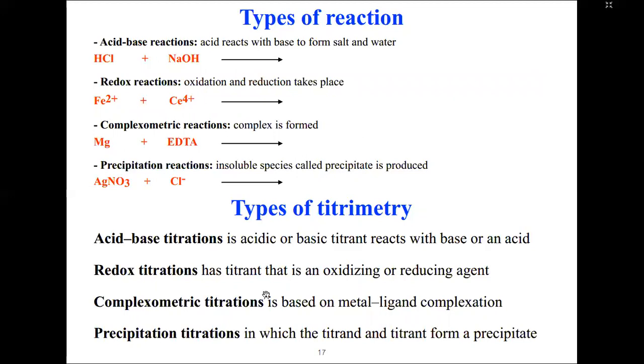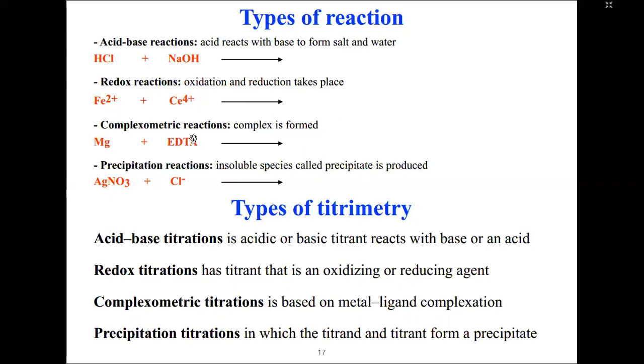So before we get into this topic, let's try to introduce some of these reactions. You are already familiar with most of them. Acid-base reaction is when acid reacts with base. Here is the example of hydrochloric acid reacting with sodium hydroxide. And there is the redox titration where oxidation and reduction take place. So here you have iron 2 plus reacting with cerium 4 plus, and the product is not given. However, it is trying to show you that in this reaction an oxidation-reduction reaction takes place.